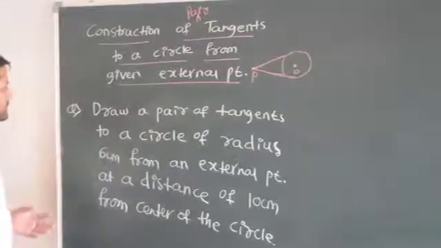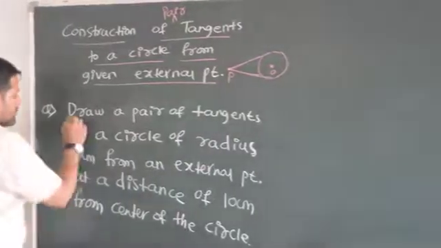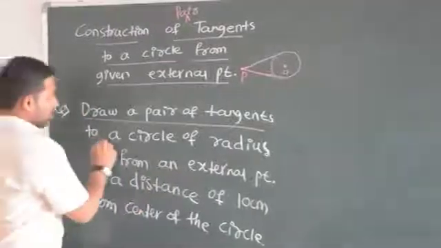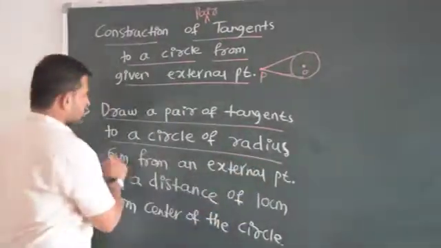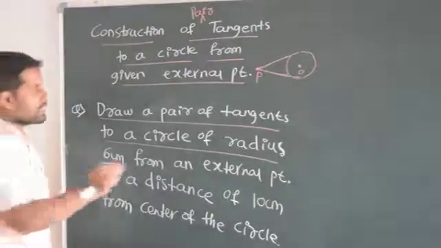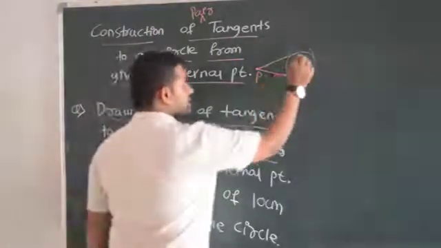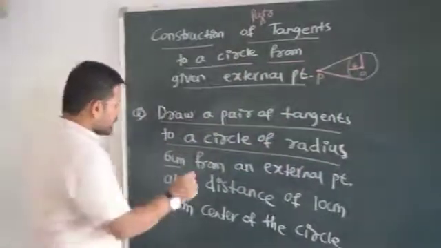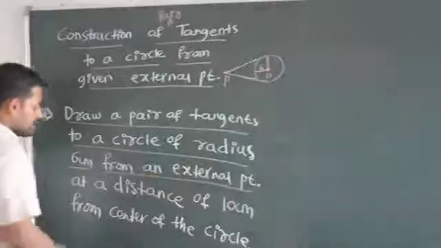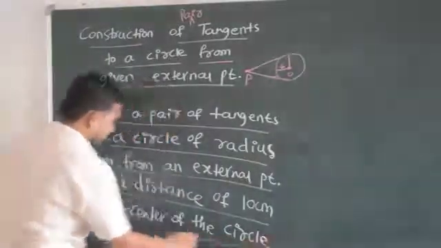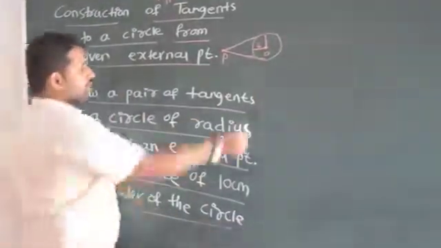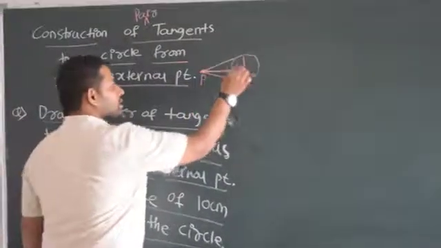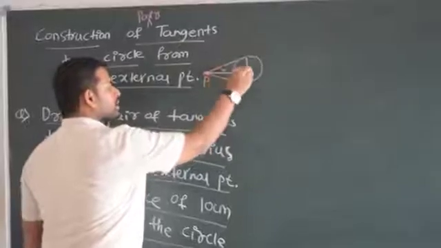Now look at this question. We will start with a question. Draw a pair of tangents to a circle of radius 6 cm. What is the radius of the circle? This radius, either this one or this one, is 6 cm. From an external point at a distance of 10 cm from the center of the circle. For example, this is 6 up to here and then 4 more. Like that it is 10.